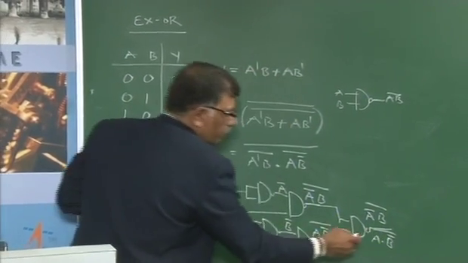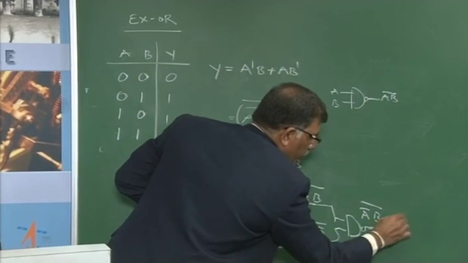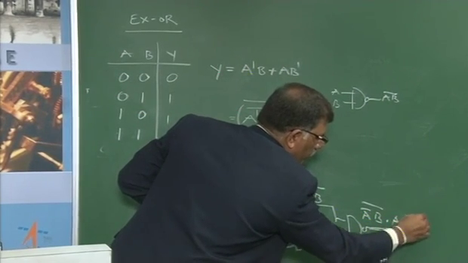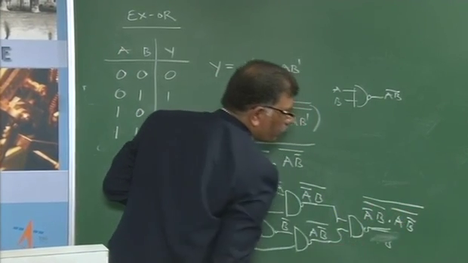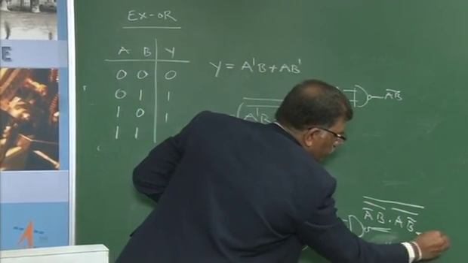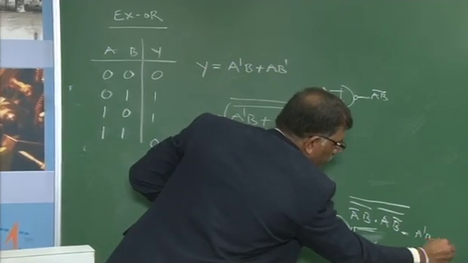This is a dot product, I will write it here. This is ((A bar B)(A B bar)) whole bar. So you have a bubble here, and automatically it will be complemented. So you will be getting this equal to A bar B plus A B bar.